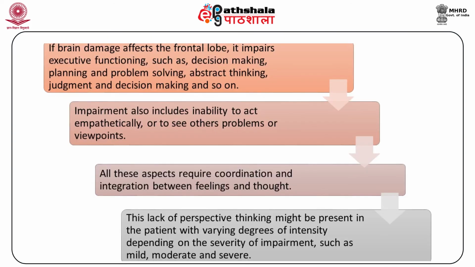patients. If brain damage affects the frontal lobe, it impairs executive functioning such as decision making, planning and problem solving, abstract thinking, judgment, and so on. Impairment also includes inability to act empathetically or to see others' problem or viewpoints. All these aspects require coordination and integration between feelings and thoughts. This lack of perspective thinking might be present in the patient with varying degree of intensity depending on the severity of impairment such as mild, moderate and severe.